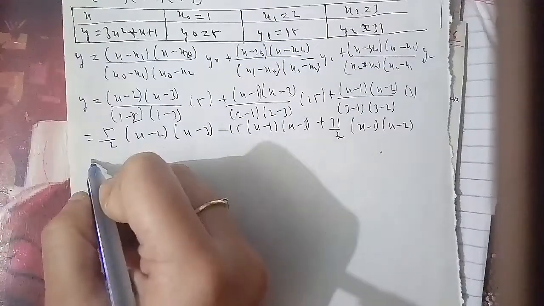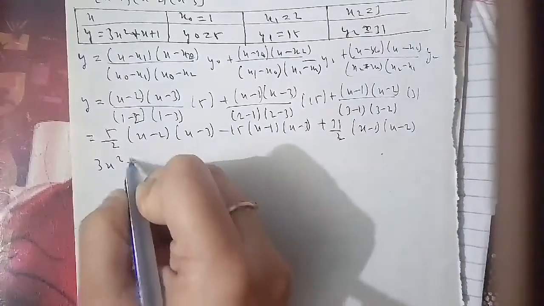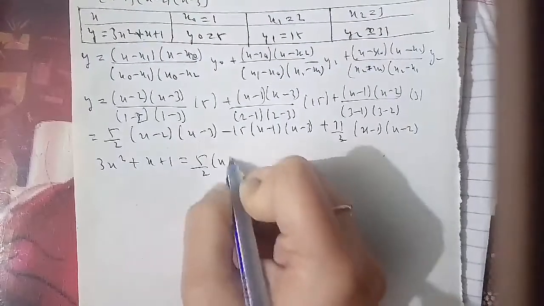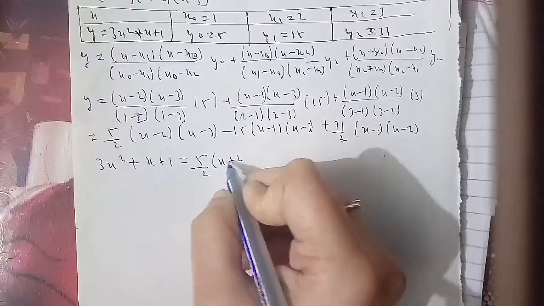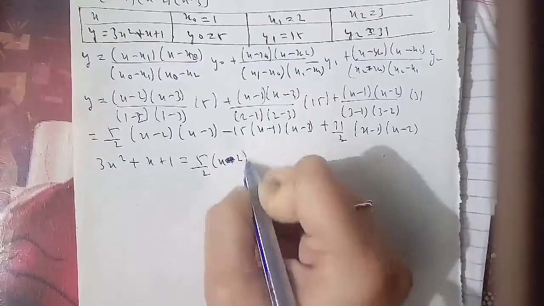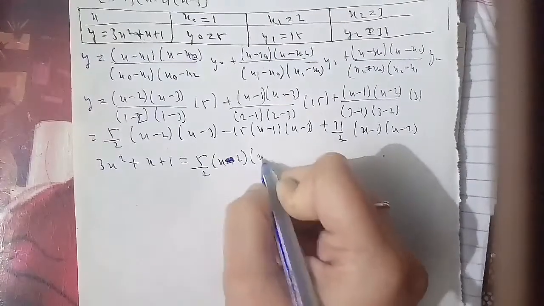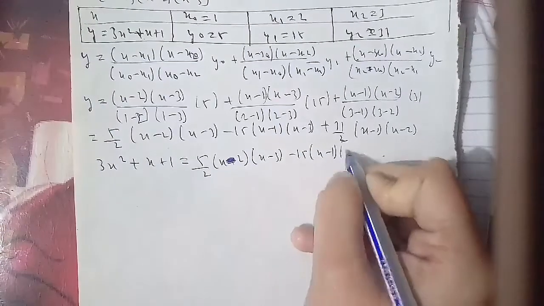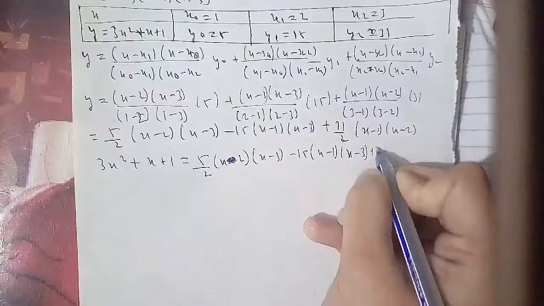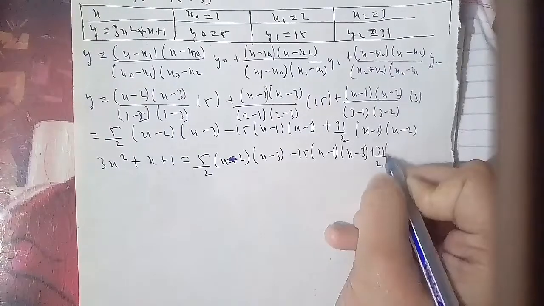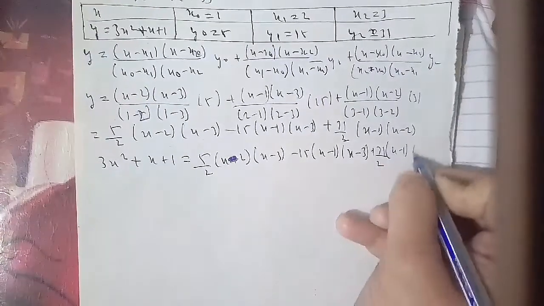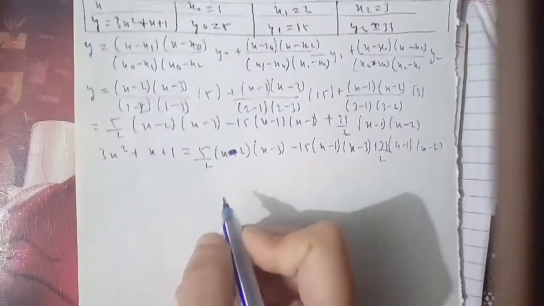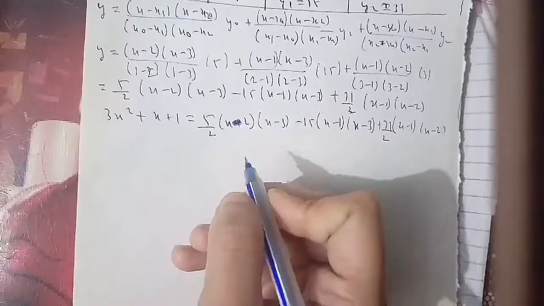It will give you the value 5 by 2 upon (x minus 1), minus 15 upon (x minus 2), plus 31 by 2 upon (x minus 3), which equals 5 upon 2(x minus 1), minus 15 upon (x minus 2), plus 31 upon 2(x minus 3), that we have.